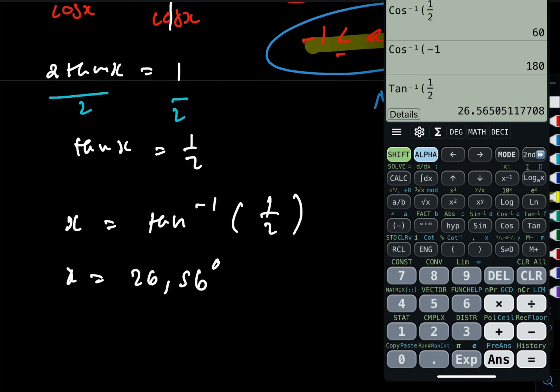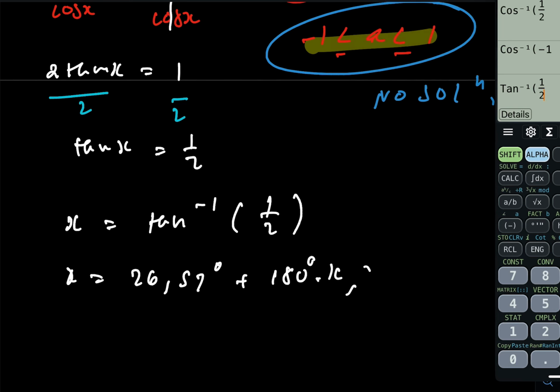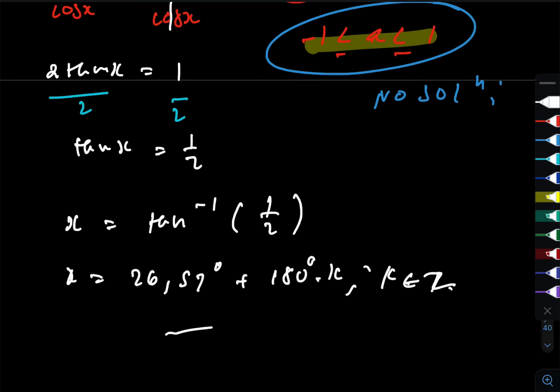Now, the 26.56 degrees will be the reference angle. All I need to do is to add 180 times k to the reference angle, where k is an element of integers. You can make this, by the way, 26.565. That will be 26.57 if we round to 2 decimals. Don't forget to write k an element of integers, and then you're done. So in a nutshell, that's what you need to do. You're applying yourself slowly but surely, and you will get where you need to go.